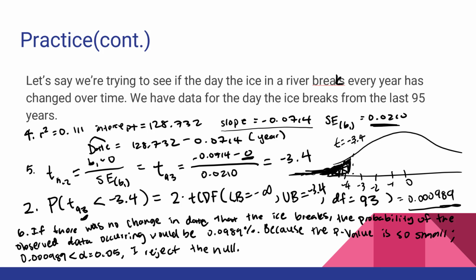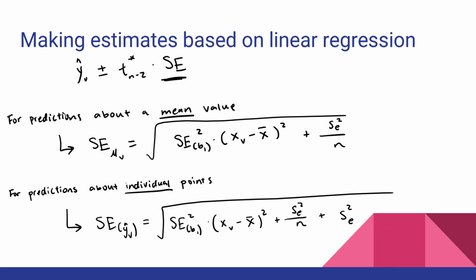If there was no change in the date that the ice breaks, the probability of the observed data occurring would be 0.0989%. Because the p-value is so small, and then we do our comparison, I reject the null. So that is the end of our hypothesis test.